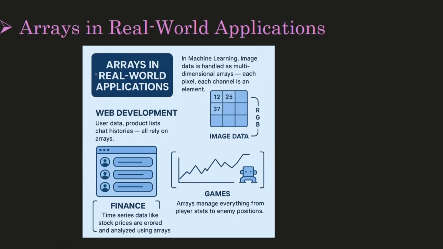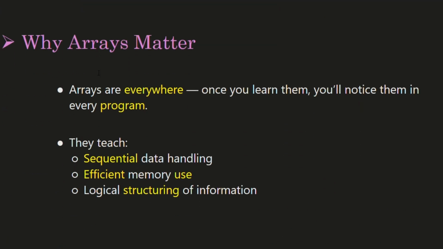In machine learning, image data is handled as multidimensional arrays. Each pixel, each channel is an element. In web development, user data, product lists, and chat histories all rely on arrays behind the scenes. In finance, time series data like stock prices are stored and analyzed using arrays. In games, arrays manage everything from player stats to enemy positions. Arrays are everywhere. Once you see it, you can't unsee it.